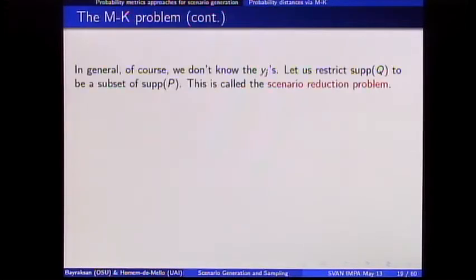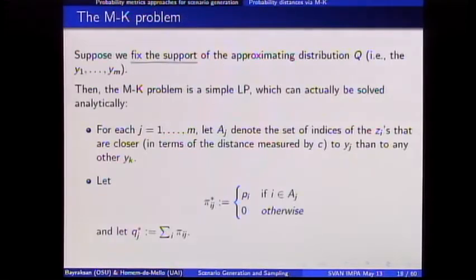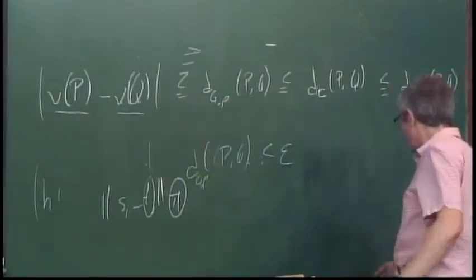If I fix the support, then of course this is just an LP, and it turns out we can even solve that analytically. It's very easy. The solution is like this: you just look at the set of the indices of the Zi's that are closer to each y. It might be easier to see a picture.